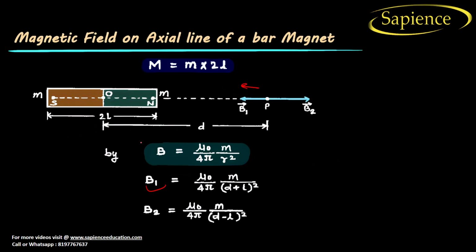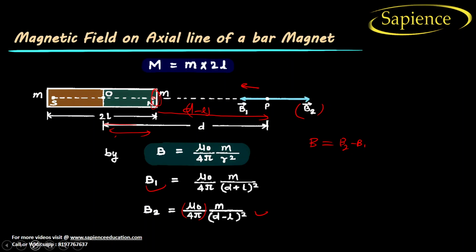Now let us suppose the magnetic field strength B2 is due to the north pole. What is the distance to this pole? The whole is d and this part is L, so this distance will be d minus L. So B2 will be equal to mu naught by 4 pi, m by d minus L whole square. Finally we have got B1 and B2. Now let us find the net magnetic field, which will be equal to B2 minus B1.